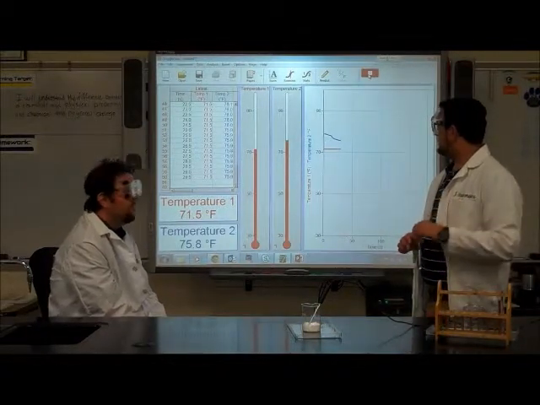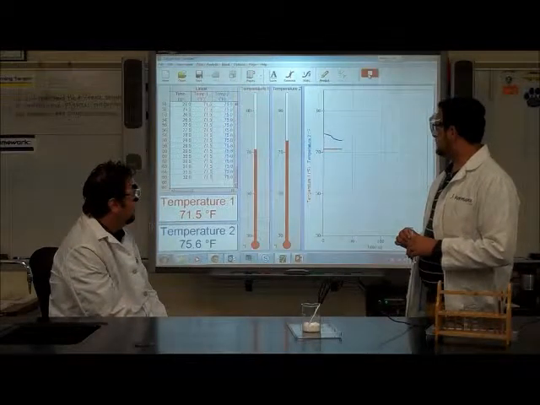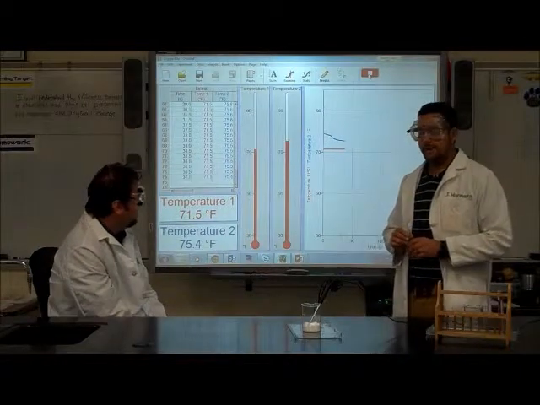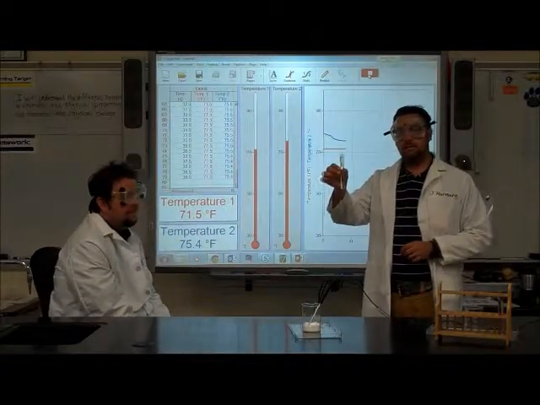Look, it's starting to level off there. So the baking soda is just slightly warmer than room temperature, it seems, 75.5 or so. We're going to add the vinegar.